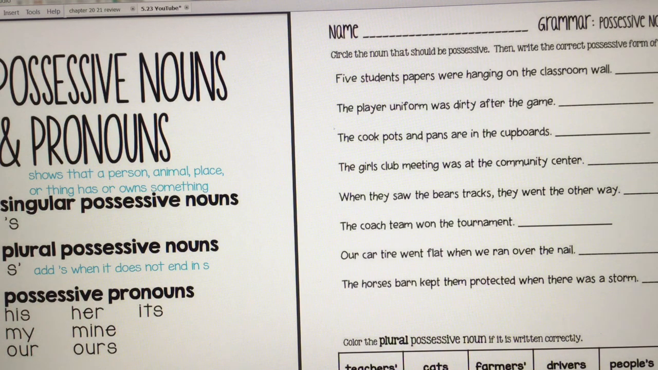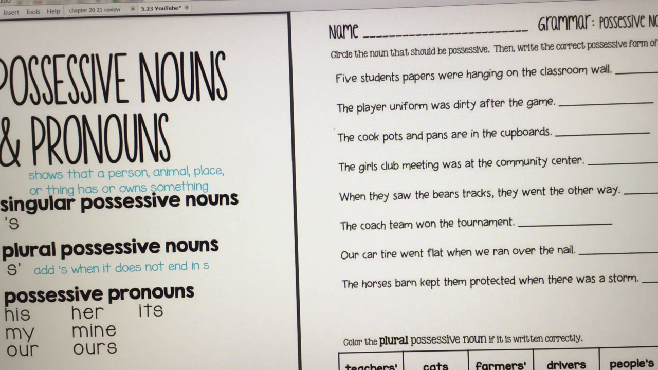But if the plural word doesn't end with an S, such as children, right? Child is one, children is more than one, but it doesn't end with an S. So that's when we're going to add an apostrophe S. And then here is a list also of your possessive pronouns: his, my, our, her, mine, ours, and its. So let's go ahead and take a look at the worksheet.